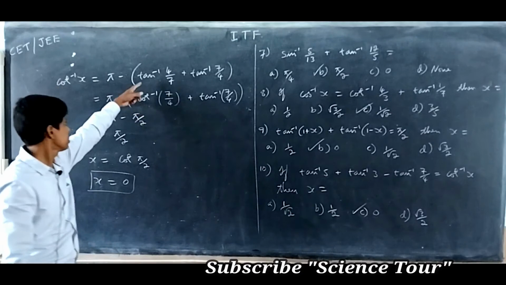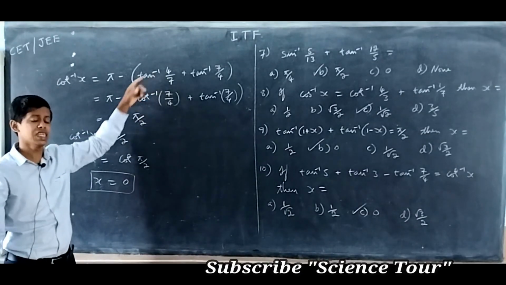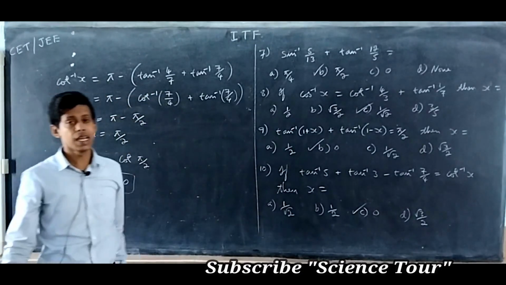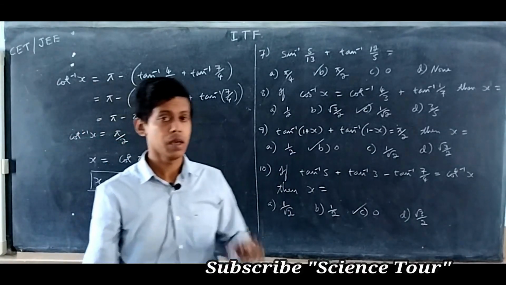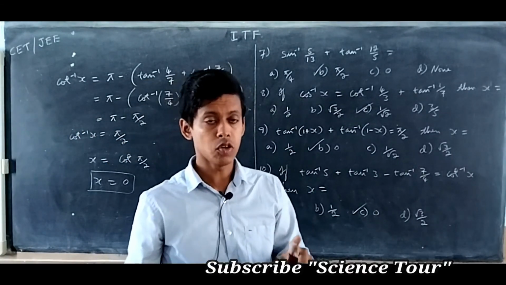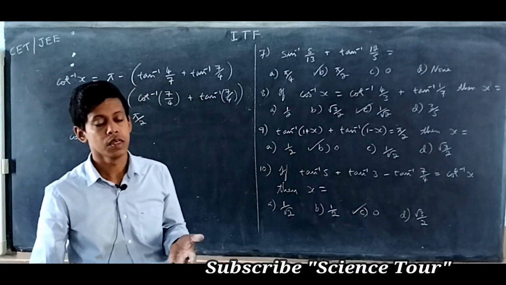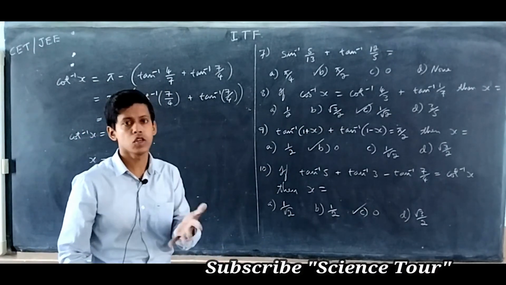I hope you understood this transition and the first formula, pi plus tan inverse of x plus y divided by 1 minus xy. Pi must be added. Why? Because xy is greater than 1 here. If xy is less than or equal to 1, you can use your normal method.